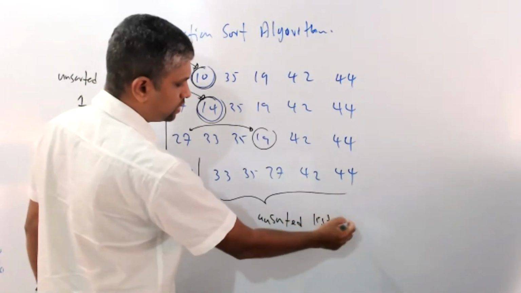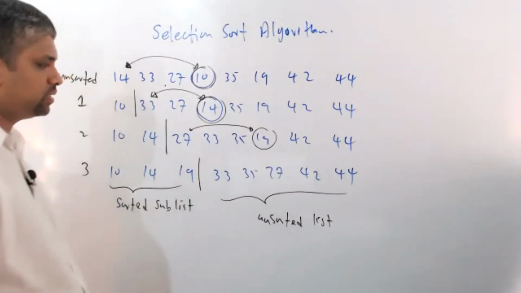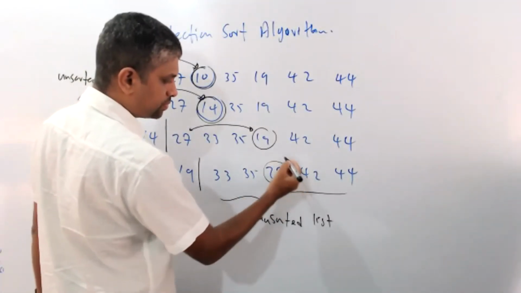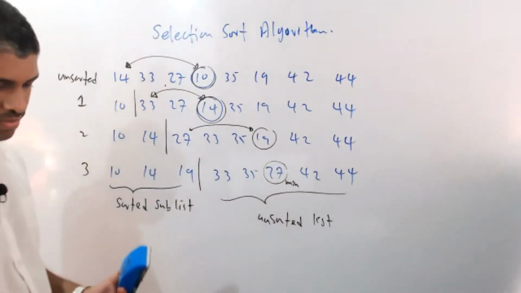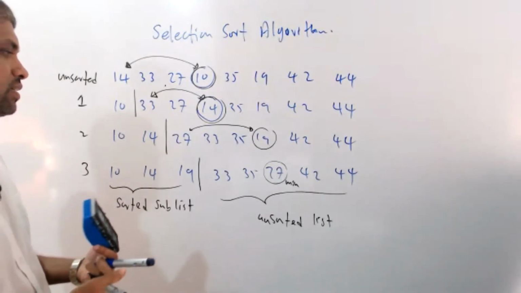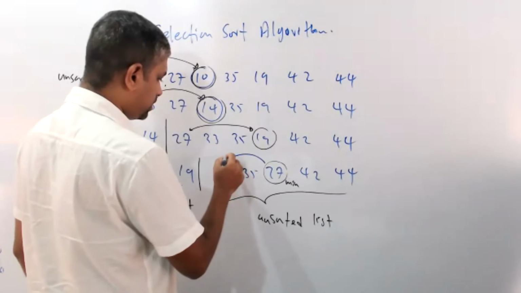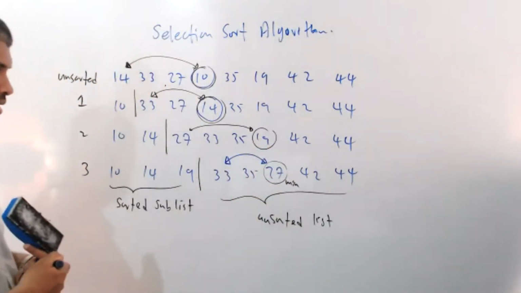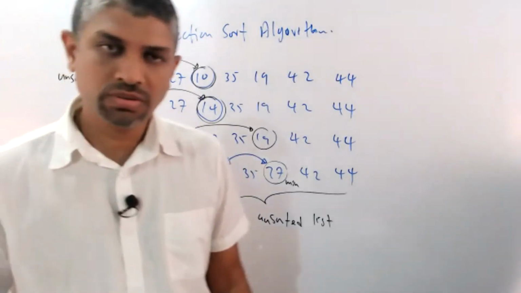Unsorted list. In C language, we use the term array. In Python, we use the term list. So this is the minimum of the unsorted list. And it is swapped with the first unsorted item. You have to do swapping.